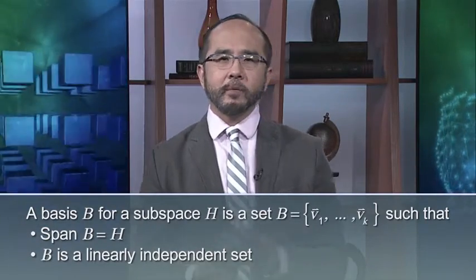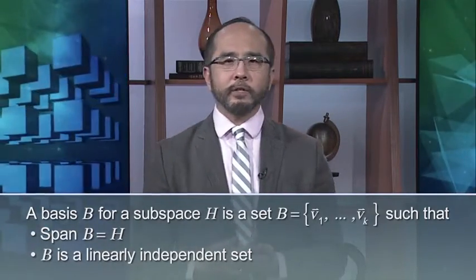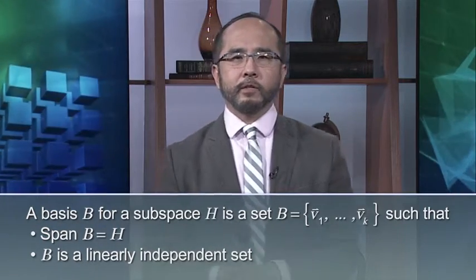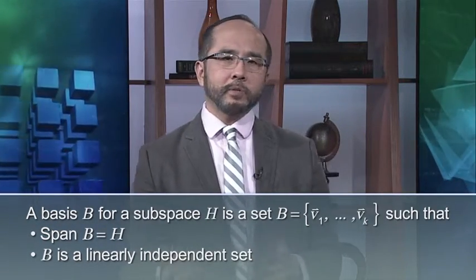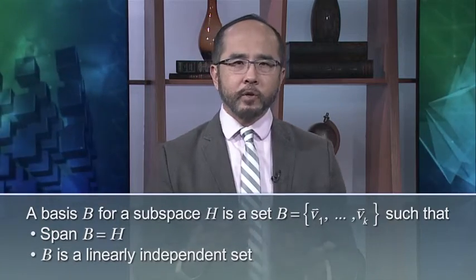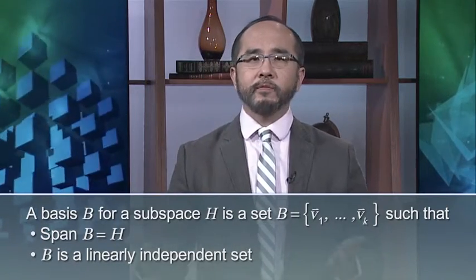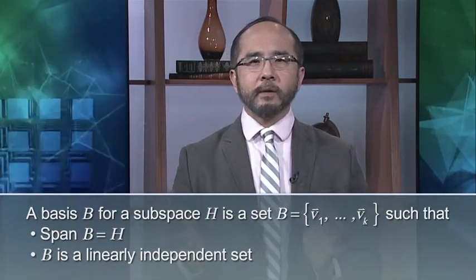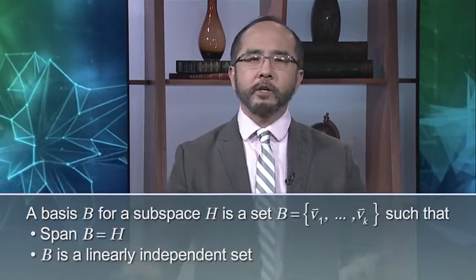Recall, to be linearly independent means that there is no non-trivial linear combination of the vectors in B that will produce a zero vector. We showed that this was equivalent to saying that no vector in B can be written in terms of the others. So removing any thruster from your set means you won't be able to reach all of H.